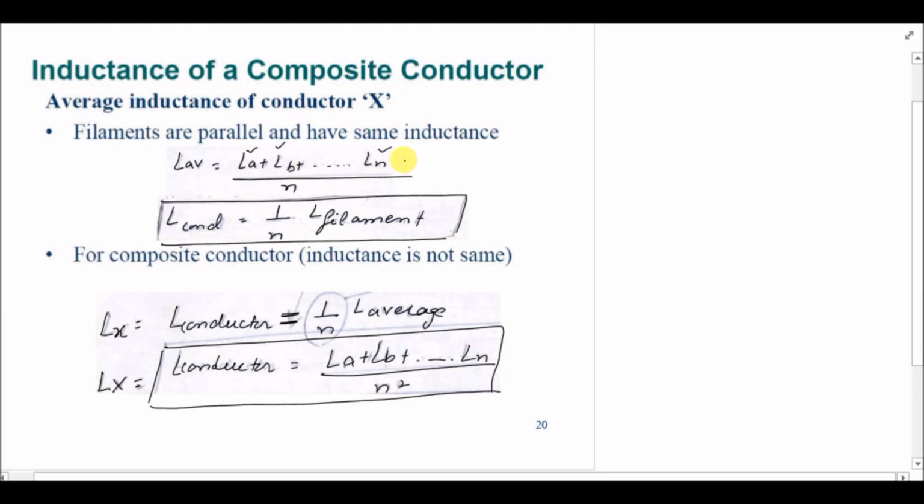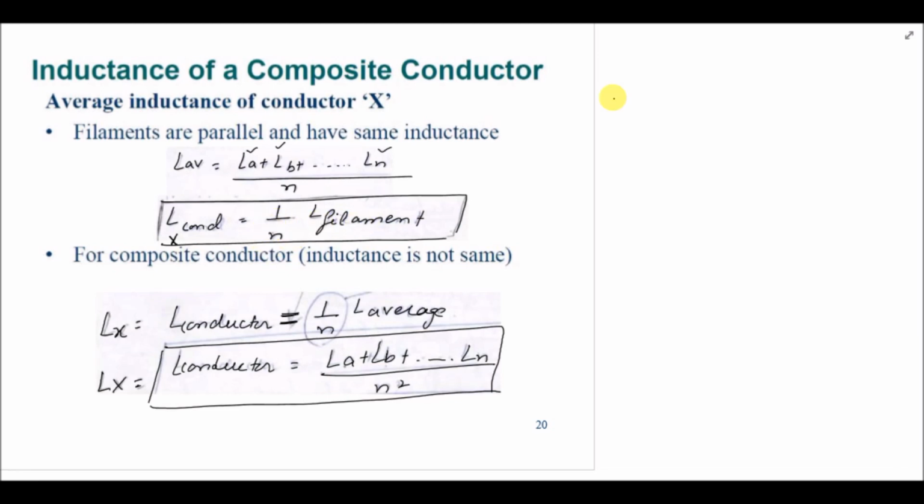As we know that all the filaments have the same size and also the same material, that's why the inductance of all the filaments will be the same, right? And if the inductance is the same and they are electrically connected in parallel, we can say that the conductor inductance, for example, this is the inductance of conductor X, will be the filament inductance divided by N.